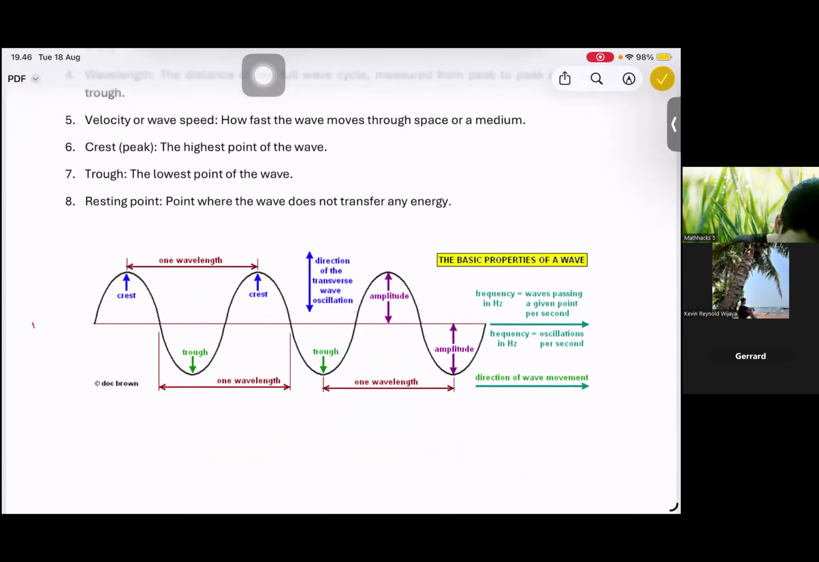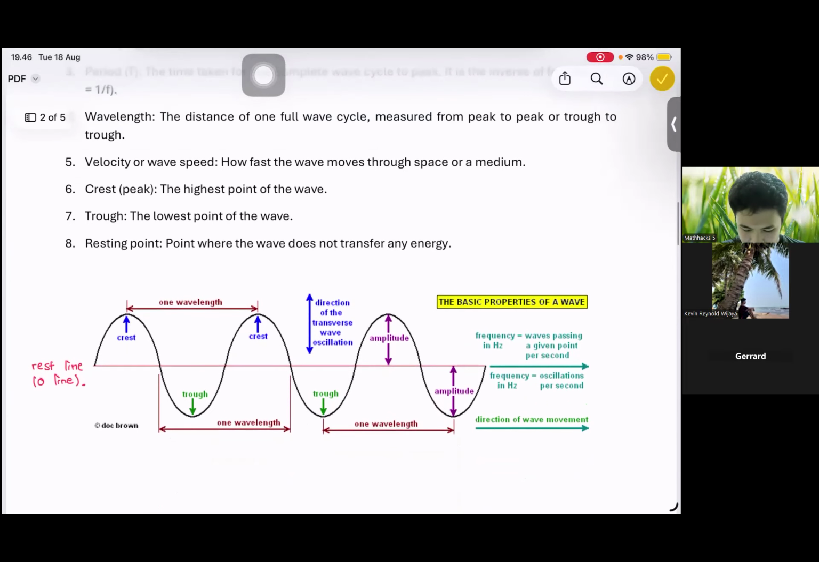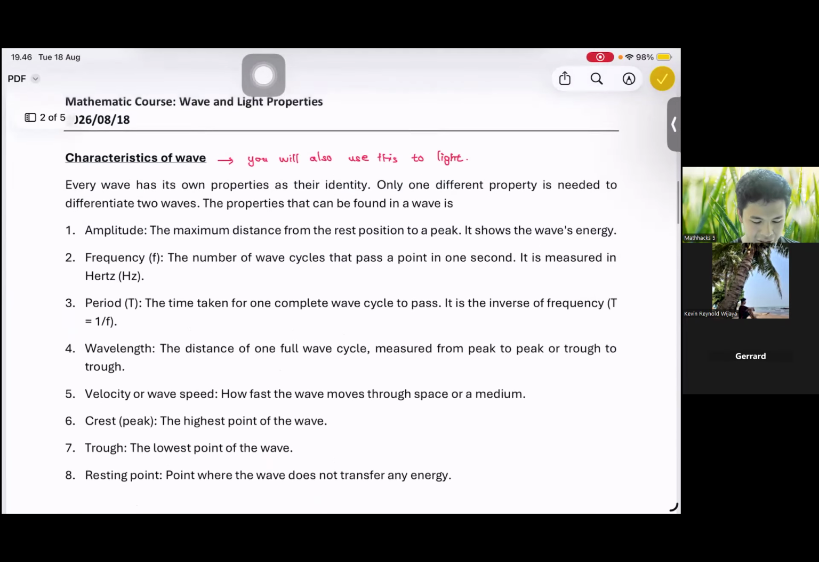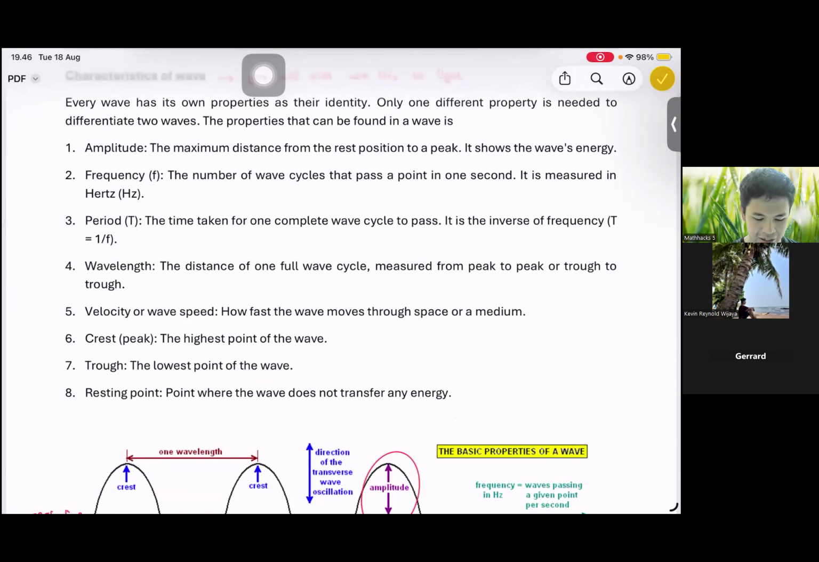This is the rest line. Usually, the rest line is like a zero line. So this is the amplitude. And then we also have frequency and period, and frequency and period are correlated with this equation. Basically, frequency is 1 over T. So if you know the frequency of the wave, you can also find the period of the wave.